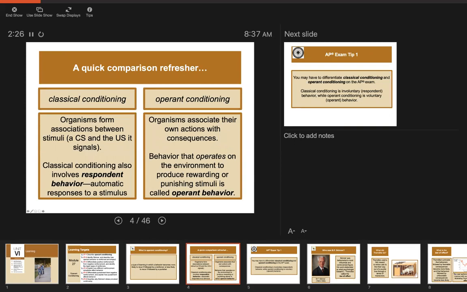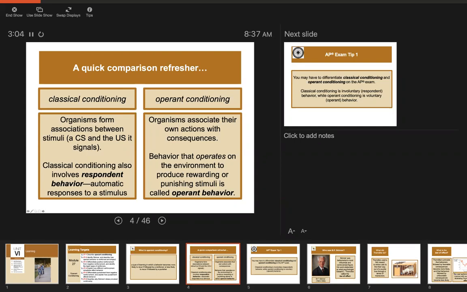So a quick comparison. As you know, last module we were talking about classical conditioning. Organisms form associations between two stimuli, right? A conditioned stimulus and the unconditioned stimulus. Classical conditioning also involves respondent behavior, automatic responses to a stimulus. Operant conditioning, on the other hand, happens when organisms associate their own actions with the consequences that occur right after it.